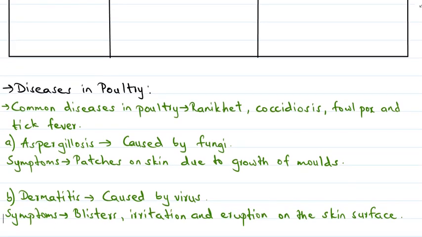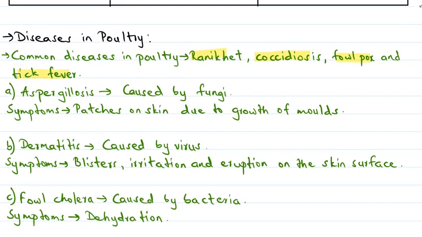Then we discussed the various diseases in poultry. So the poultry fowl suffer from a number of diseases, and these diseases can be caused by virus, bacteria, fungi, parasites, etc. So some of the common diseases in poultry are ranikhet, coccidiosis, fowl pox and tick fever. And then we discussed some of the common diseases in detail. So the first disease we discussed was aspergillosis, which is caused by a fungi, hence it is a fungal disease. The symptoms include formation of patches on skin, and the patches are formed due to the growth of these molds.